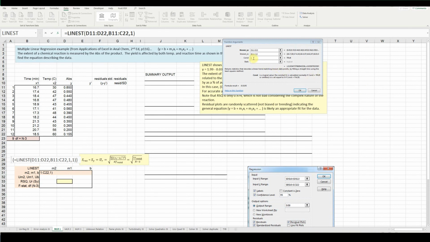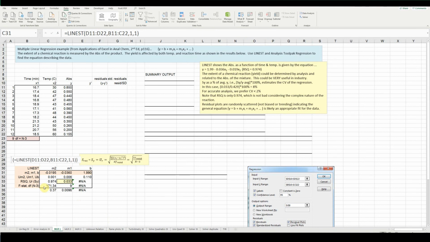We set the constant to 1. It says constant is a logical value. The constant b is calculated normally if constant is true, is 1, or if it's omitted. If it's set to 0, then it would force it through the origin. We would not get the intercept value. We do want the intercept value, so set it to 1. For the stats, we also want to set that to 1, and it'll return additional statistics. And simply say OK. Here are the coefficients of the time and the temperature, and the intercept.